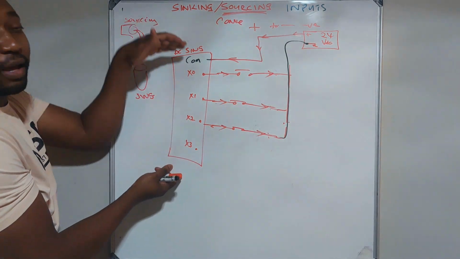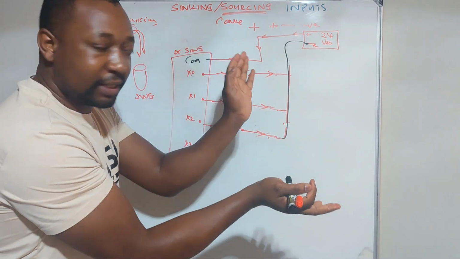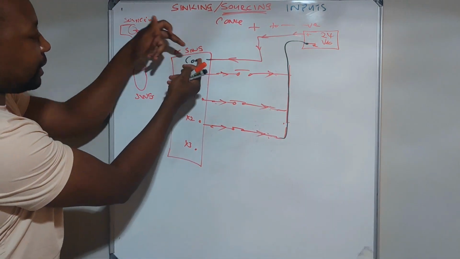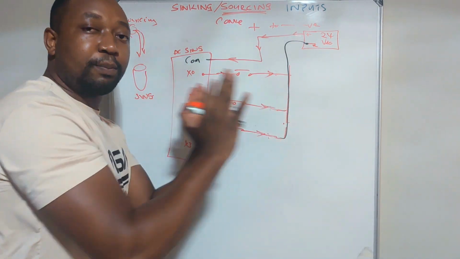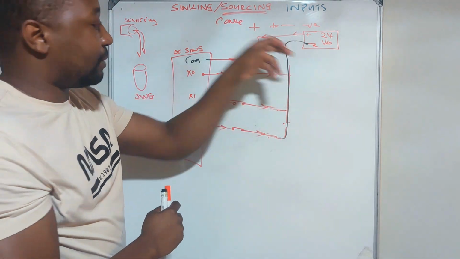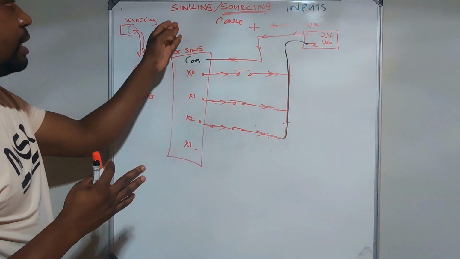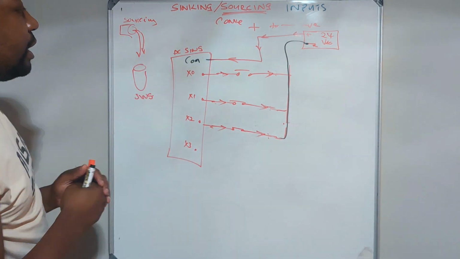The card is the one that is sourcing. It's sourcing the current out of it because it's being powered. The common here is powered, so it's sourcing. It's pushing out of the card. Then the current is going back to the power supply. So this is how you wire a sinking input card and a sourcing input card.